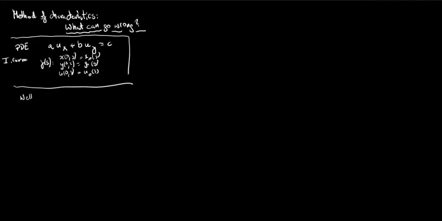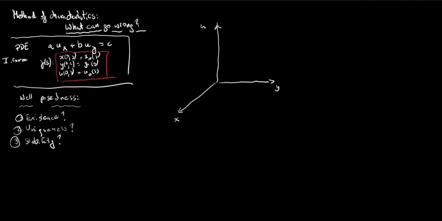And we are interested in the well-posedness of this problem. So we ask if the solution exists, if it is unique, and if it is stable with respect to the initial conditions. We will skip the stability issues in the following. Let us look at our well-posedness problem in the XYU space. So here is our initial curve.